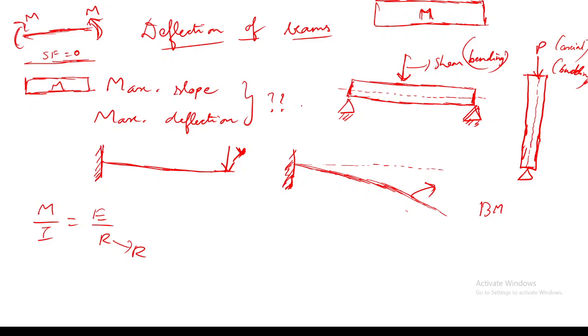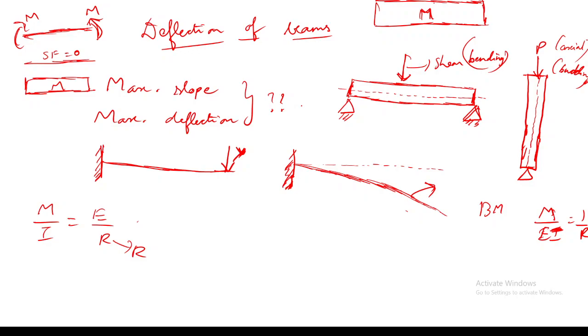One thing I had to ask you, kappa equal to 1 by rho equal to M by EI, where EI is flexural rigidity. Kappa equal to 1 by rho equal to M by EI, for moment curvature. Okay, you're saying about M by EI, right? Yes, sir. It's almost the same. Okay?